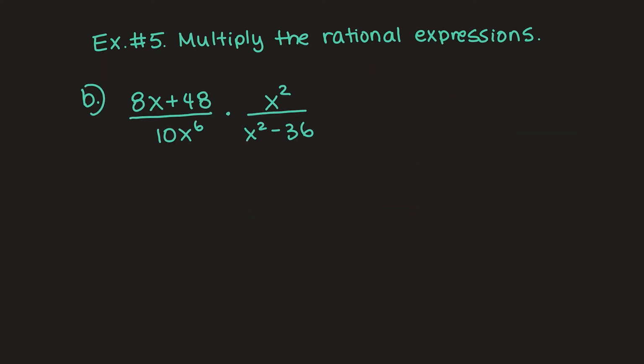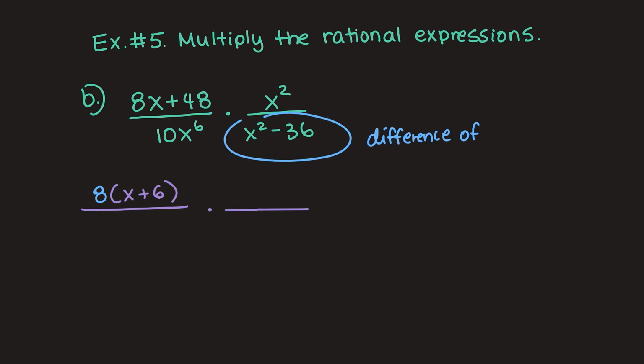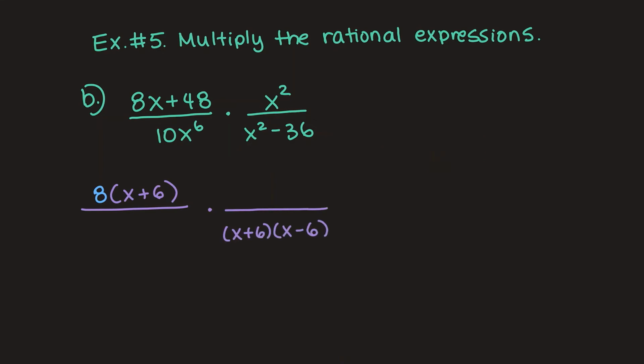For the next example, we will need to factor this numerator and this denominator. So for this expression, these terms have a GCF of 8 that can be factored out. So we can rewrite this as 8 times x plus 6. And then for this expression, we have a difference of two squares here. So this would factor to x plus 6 times x minus 6.